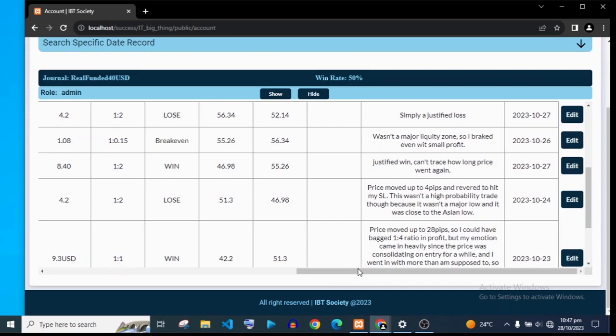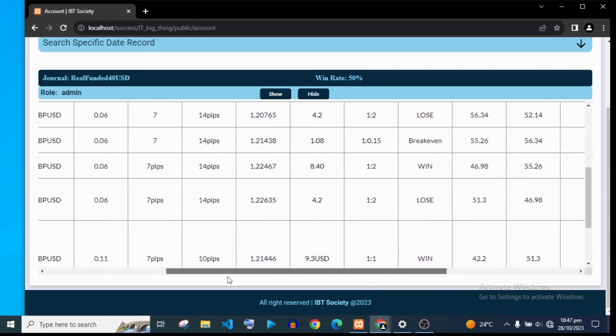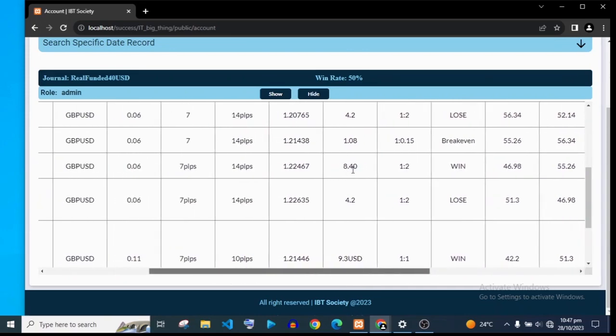So I called it a justified win because the setup was just a justified one. So as you can see, I won 8.40. So I'm risking 4.2 to win 8.4, which is of course risking 1 to get 2. So that is it. The next trade I took was broke even. I broke even on this trade.